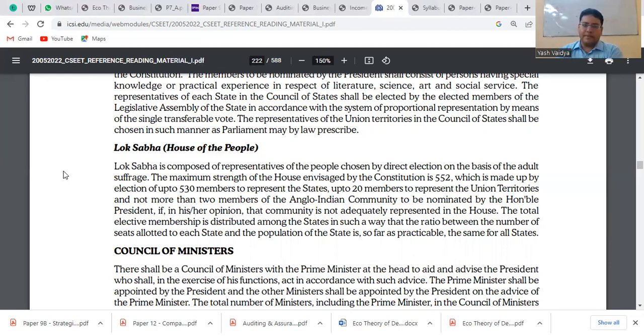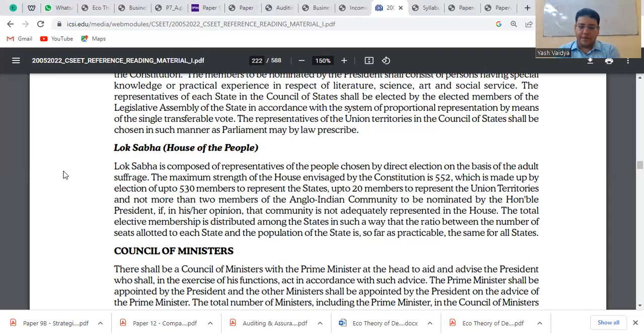Okay. The maximum strength of the House envisaged by the Constitution is 552, which is made up by election of up to 530 members to represent the states, up to 20 members to represent the union territories, and not more than 2 members of the Anglo-Indian community to be nominated by the Honorable President, if in his or her opinion that community is not adequately represented. Now this provision of 2 members is removed. But for your syllabus purpose, yes, 552 members are there.